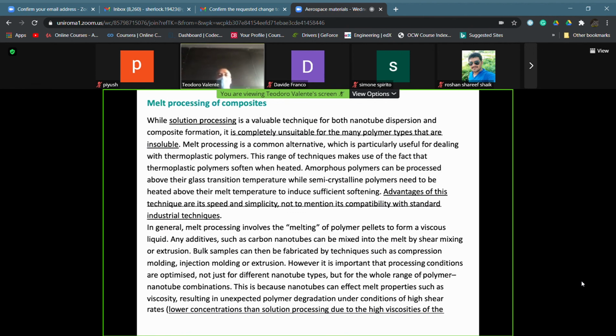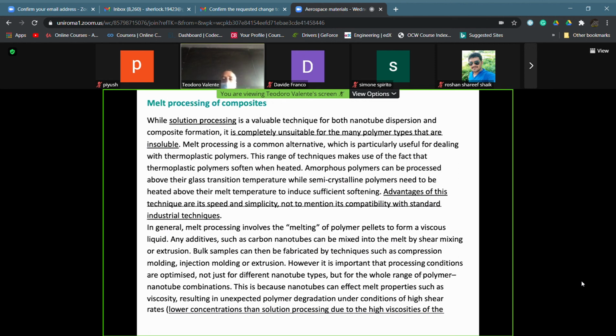We can process also amorphous polymers, or that's dependent on the Tg, the glass transition temperature, same as crystalline polymers. And the advantage of this technique is the simplicity, okay? It's really the simplicity. Generally speaking, we have the polymer, which is in the form of pellets.